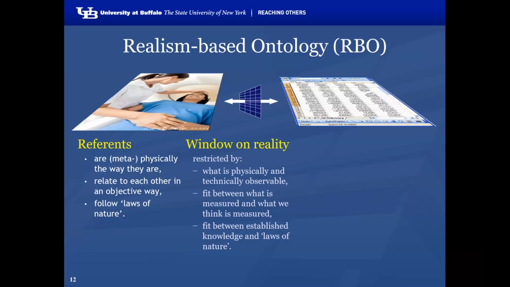We have our window on reality. Our window is our eyes, our ears, our noses. We also have instruments. Now, that window on reality is restricted by what is physically and technically observable. That has changed over time. 600 years ago, they couldn't see bacteria. Now we have very strong microscopes and we can see certain atoms.